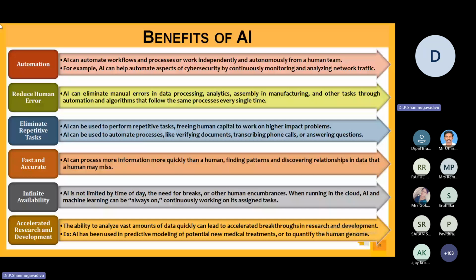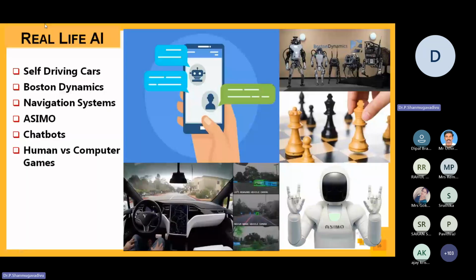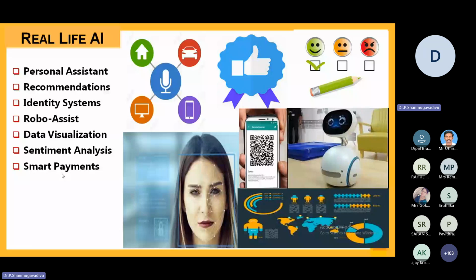So the real life AI: self-driving car, Boston Dynamics, the navigation system that you use when you travel, Asimo, chatbot, human versus computer vision or computer games. All these things can be thought of as elements of artificial intelligence. Then real life AI: personal assistant, recommendation system, identity system, robo assistant, data visualization, sentiment analysis and smart payments. These are all some examples. So, next we'll see the next one.